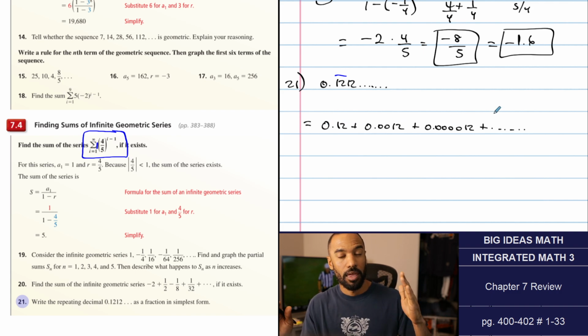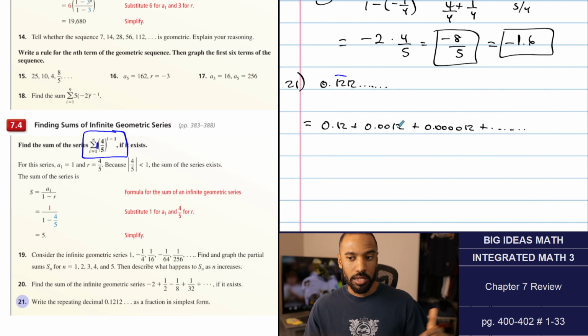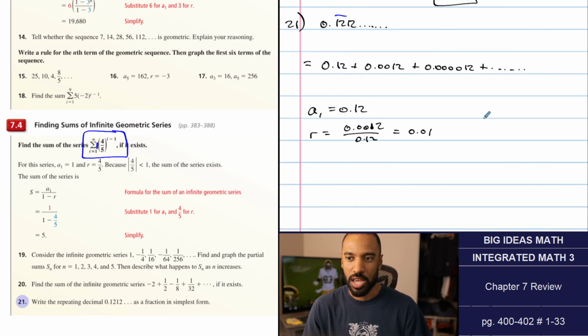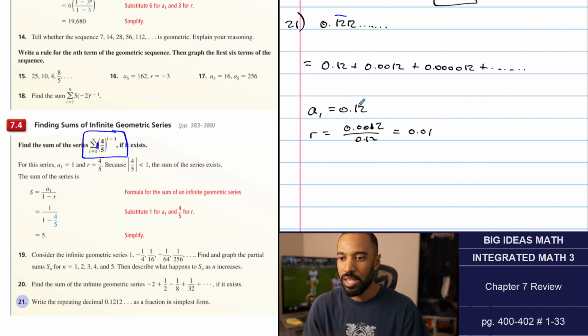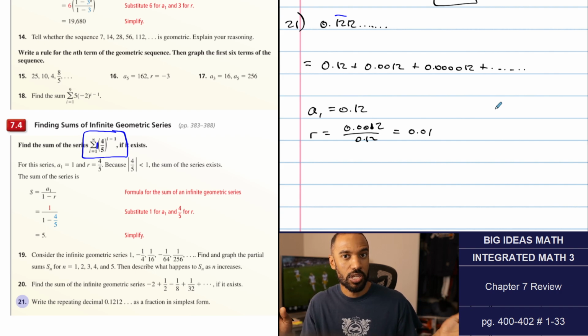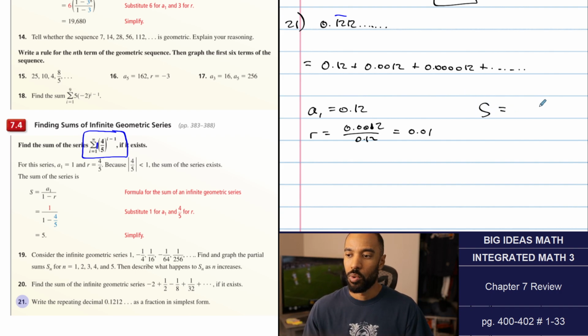Because this thing is shrinking, it's a geometric series. We have the first term as 0.12 and a common ratio. Let's take 1 divided by the one before it, and here we'll get 0.01. You're basically dividing by 100 each time, multiplying by 1/100th, so that's the value. We can use these two things to find the sum of the infinite series, where you take 0.12 over 1 minus 0.01, which is 0.12 over 0.99.